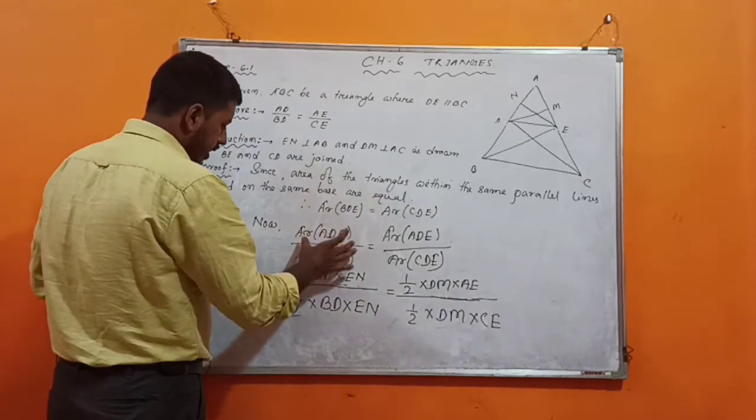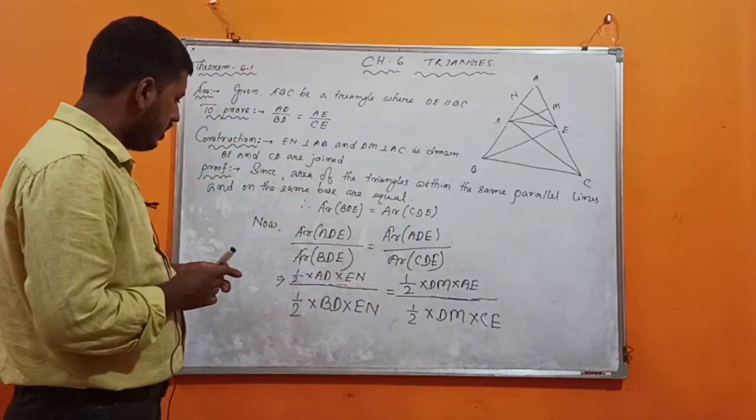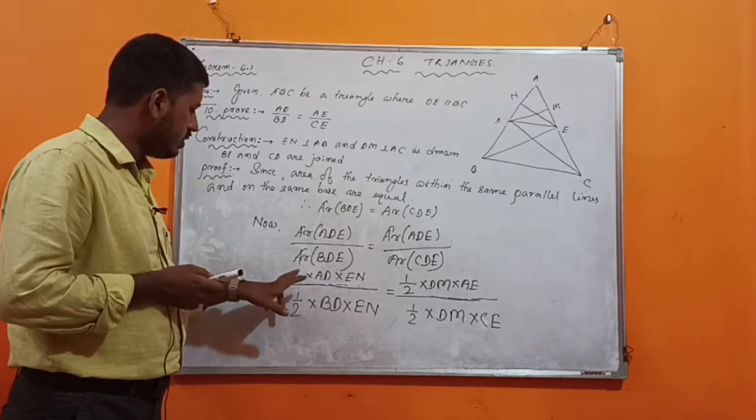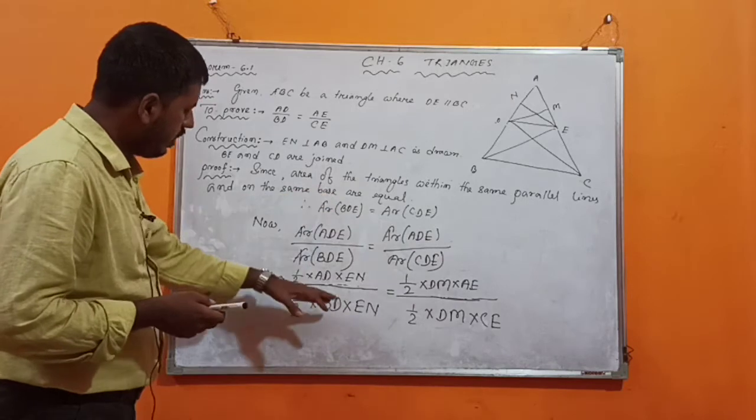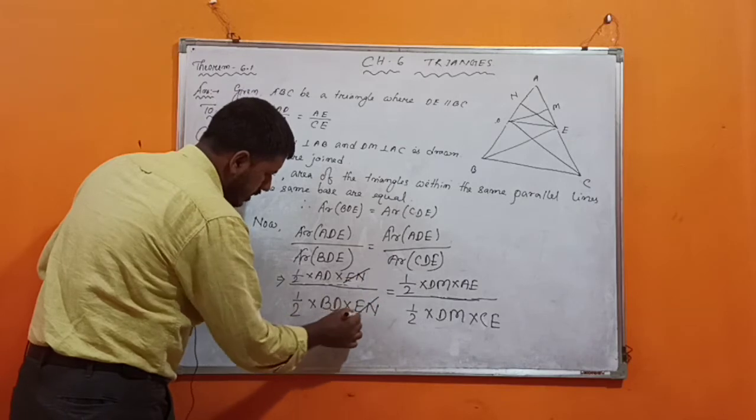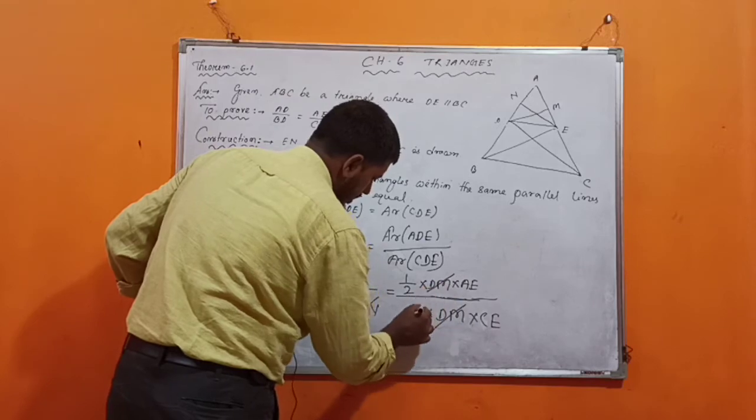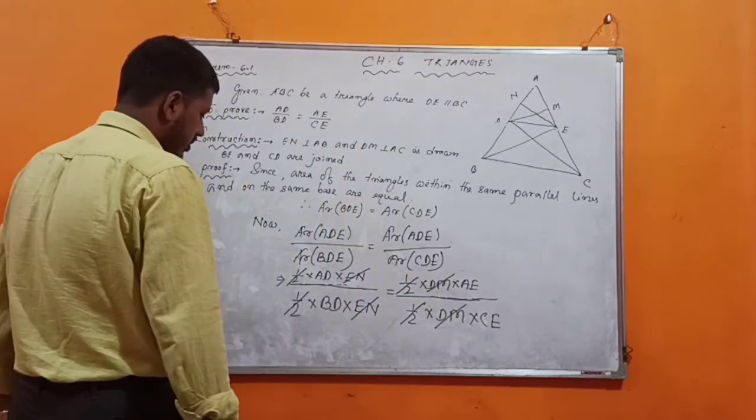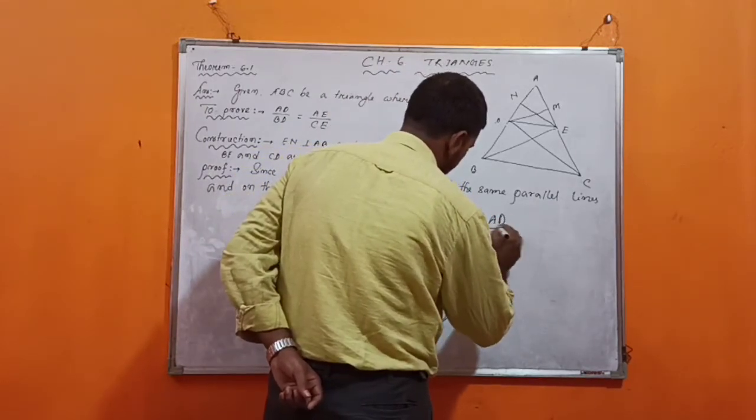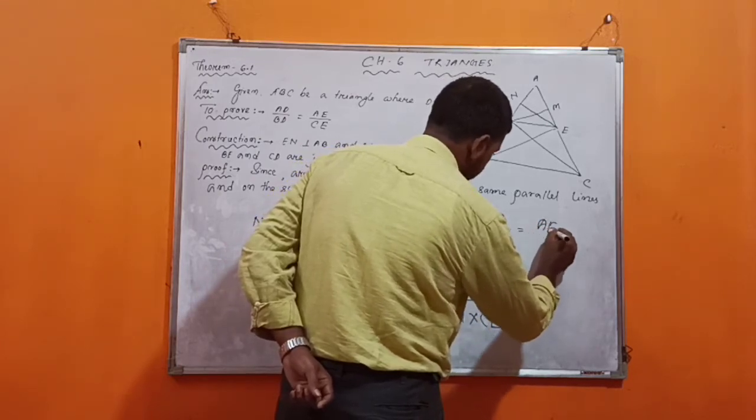So I have written area ADE by area BDE equal to area ADE by area CDE. Then I have written the formula, half of AD into EN, since the area of a triangle is half into base into height. If you go through this, I think you will be able to understand easily. So EN and EN will be cancelled, half and half will be cancelled. Similarly, DM and DM will be cancelled, half and half will be cancelled. So what will remain? The remaining thing is AD by BD equal to AE by CE.